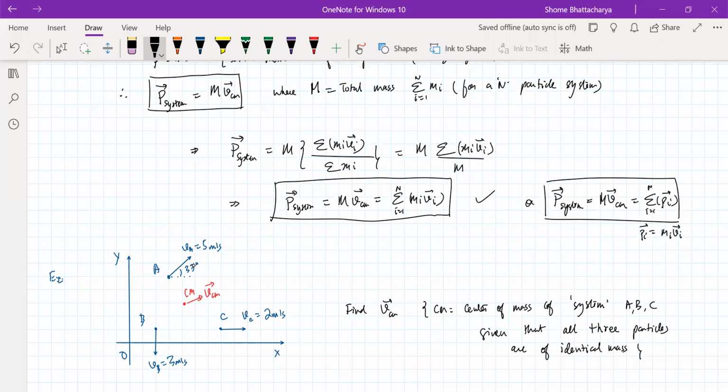So let's understand this example. Then we'll move on to acceleration of center of mass and also something important, which is called the impulse momentum theorem for a system of particles using the above definition of momentum.